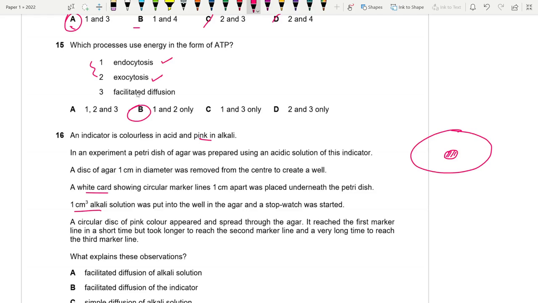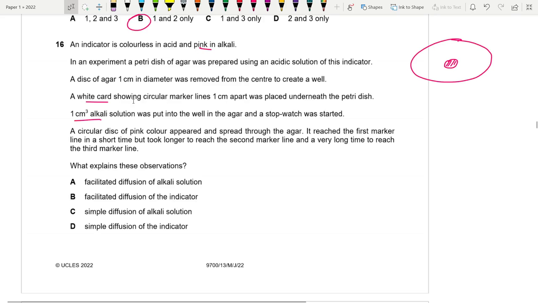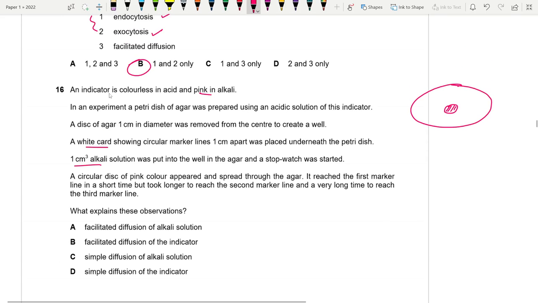A circular disc of pink color appeared and spread through the agar. It reached the first marker line in a short time but took longer to reach the second marker line and a very long time to reach the third marker line. What explains these observations? So initially, this solution was acidic, which is why it was white in color. But then over time, the pink color, the alkaline solution we placed in the middle, spread over time.